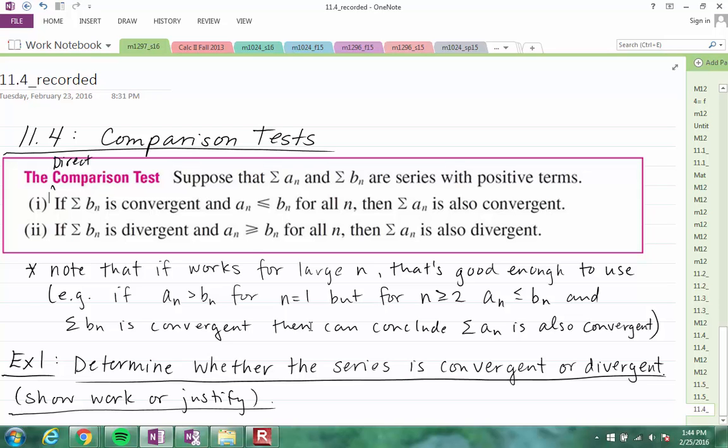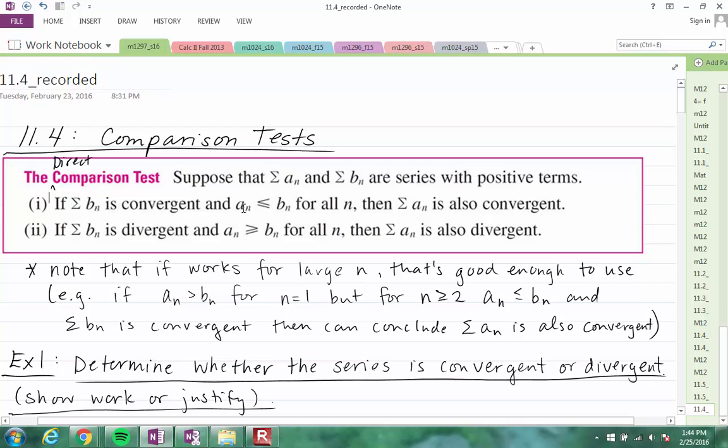The first one, just called the comparison test, or sometimes the direct comparison test, says suppose that the sum of a sub n and the sum of b sub n are series with positive terms. First part is if the sum of b sub n is convergent and a sub n is less than or equal to b sub n for all n, then the sum of a sub n is also convergent.